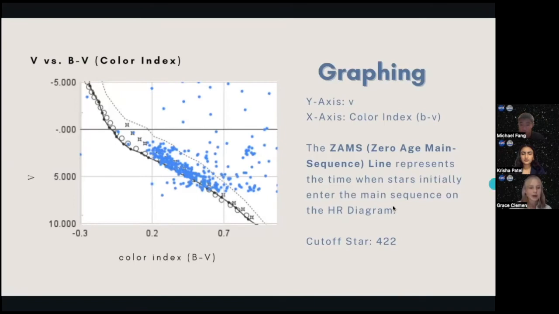So this is our graph. On the x-axis, we have the color index, or the B minus V, and on the y-axis, we have the V values. Underneath it, we also have the ZAMS line, or the zero-age main sequence line, which represents the time when stars initially enter the main sequence on the HR diagram. So what we are looking for is a cutoff star, because an open cluster can be no older than its youngest star. So we have to base all our calculations off of the cutoff star, which we determined to be star 422.